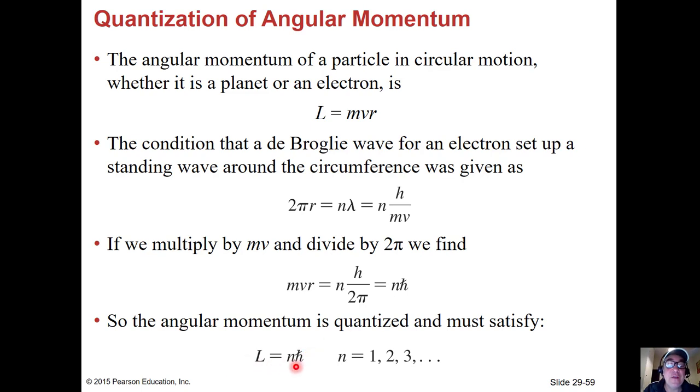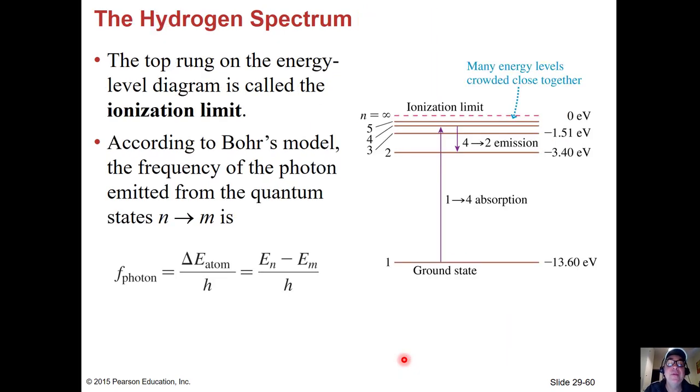Okay, so just like we have energy depending on n for hydrogen, angular momentum is the same thing. It's some multiple of h bar, and n here is 1, 2, 3. Okay, so depending on what state you're in, you'll have a certain amount of angular momentum.